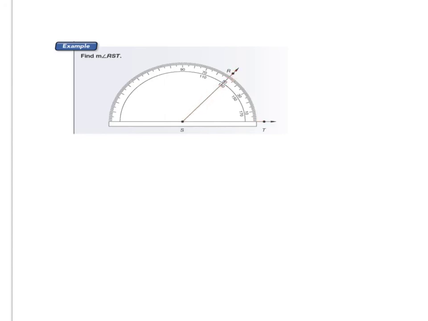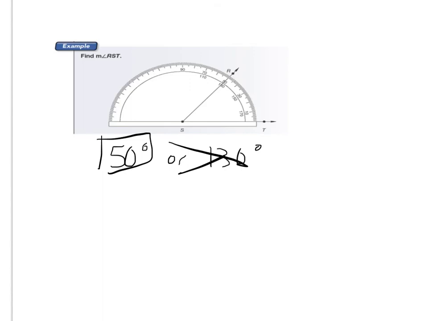Now I've got two options. I've got either 50 degrees or I've got 130 degrees. This is where our knowledge of acute and obtuse comes in. Well, if I look at this angle, this is closing up. This looks like an acute angle to me. And I know that acute angles have to be less than 90. So that means that 50 has got to be the number of degrees in that angle. Can't be 130. It's going to be 50 degrees.